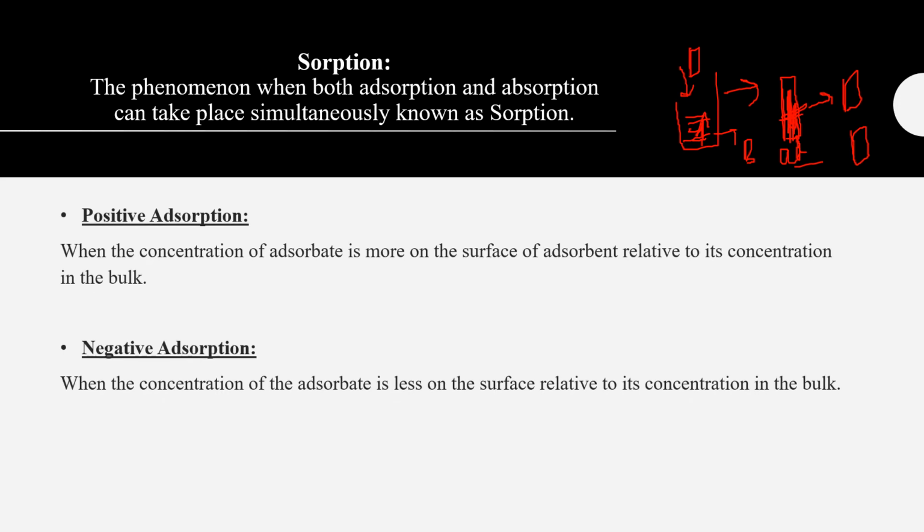Now come to the next point, that is adsorption can be of two types. One is positive adsorption and another one is negative adsorption. Positive adsorption means when the concentration of adsorbate is more on the surface of the adsorbent relative to its concentration in the bulk. Then such type of adsorption is known as positive adsorption. Whereas negative adsorption is when the concentration of adsorbate is less on the surface relative to its concentration in the bulk.